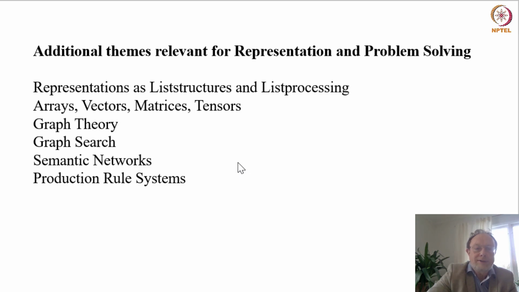I will start by saying something about list structures and list processing. I will say something about arrays. I will say something about graph theory and graph search. I will talk a little about semantic networks, and finally I will say something about production rule systems.